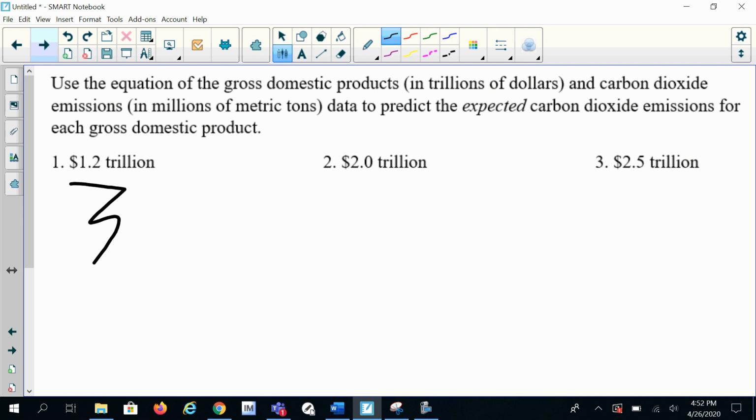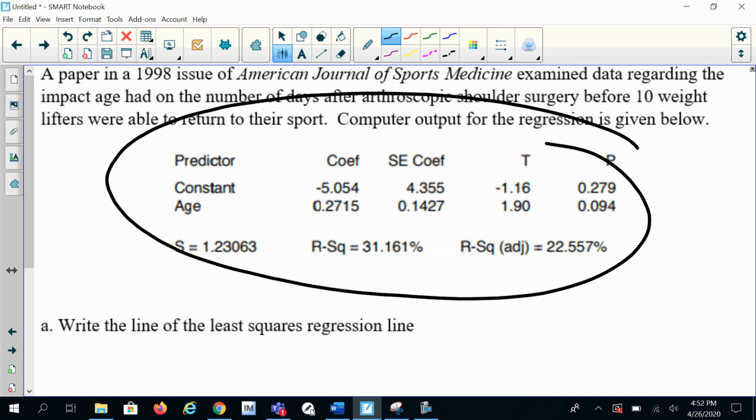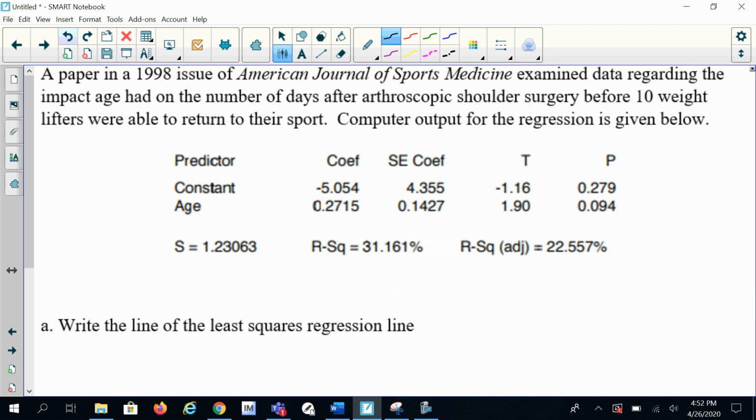And then the last thing that we have, or I guess two things, is to look at this sort of weird table thing we have right here and figure out what the LSRL is from that. There is a lot of stuff in this table. We're going to talk about that in the next section. I'm doing it now.